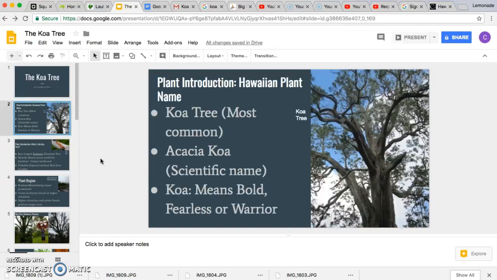So to begin, for the plant introduction, the Hawaiian plant name most commonly associated with the koa tree is, of course, the koa. Its scientific name is Acacia koa, and it is a species that comes from a family that originates from the North American mainland continent. In Hawaiian, the koa name is associated with being bold, fearless, or being a warrior, and often carries good traits when people are described as being koa or are named after the koa tree itself.